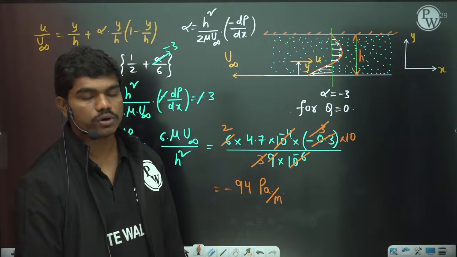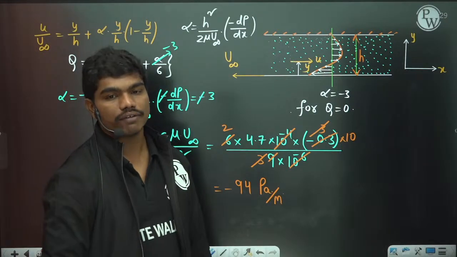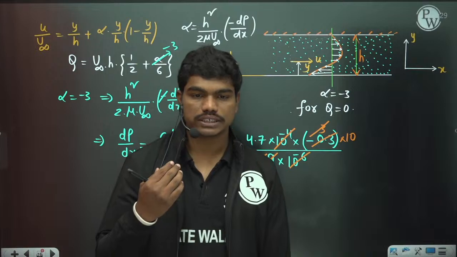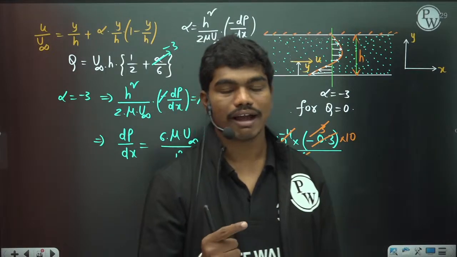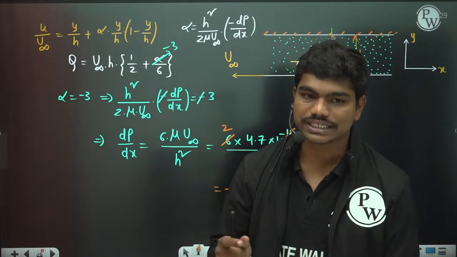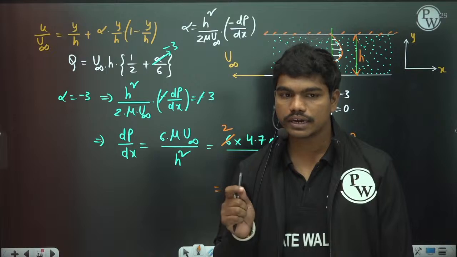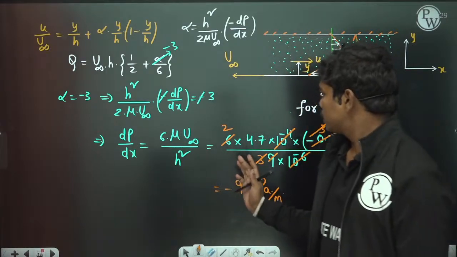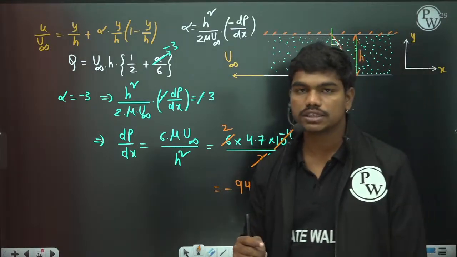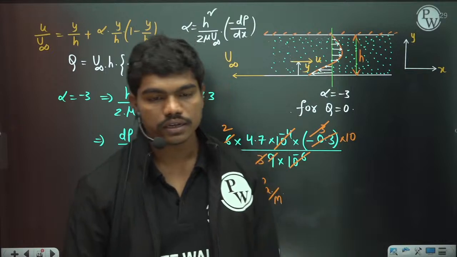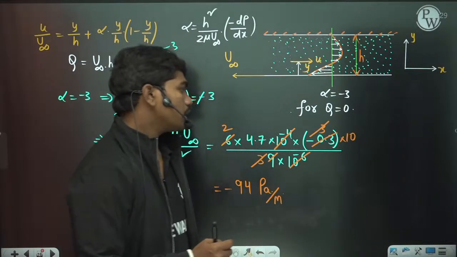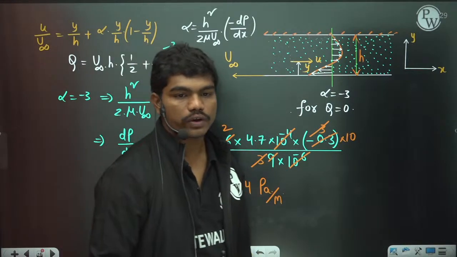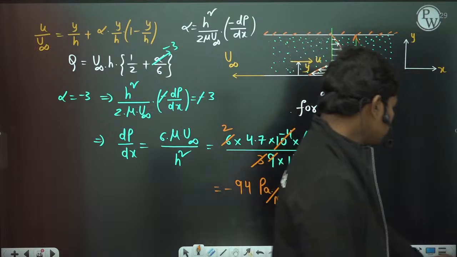But of course you have to know what is the velocity profile, what is alpha, what is the dynamic viscosity value, clear? You have to be very sure with these kind of things. If you are clear with that, then we can write all these terms that are over here, minus 94 pascals per meter, okay. Clear? I hope it's fine, okay. So let's go for the next question quickly.